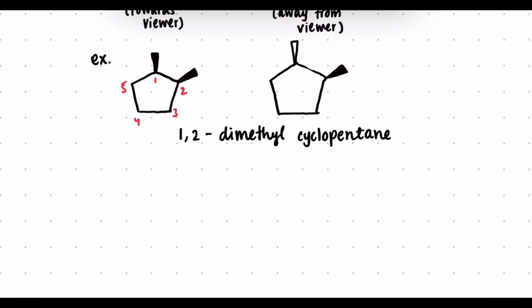So the geometrical isomers of this compound would be these two right here. Notice that the difference between these two structures is the fact that the groups are arranged spatially different. One of them is towards you and the other one's away from you. They're not differing in structure, but rather the spatial arrangement of the groups. That's something important to realize here.